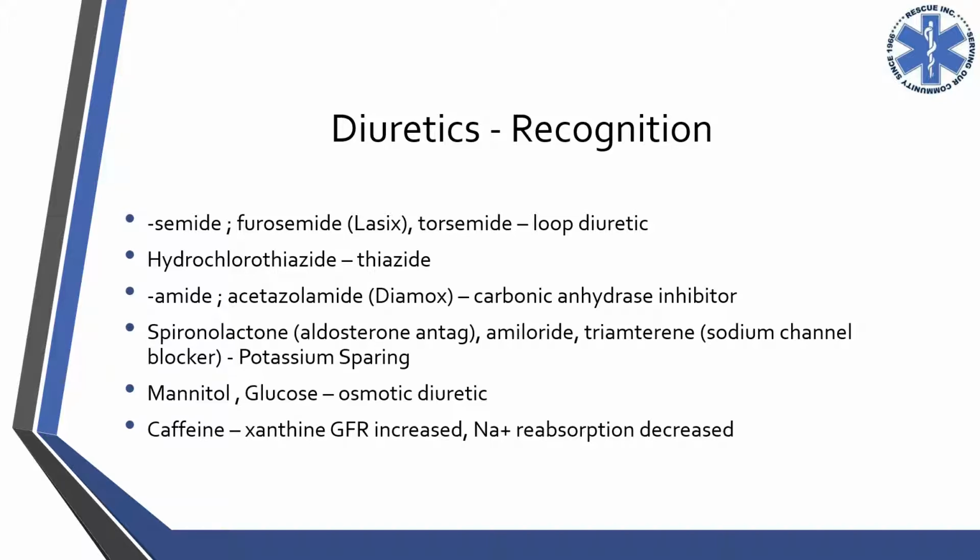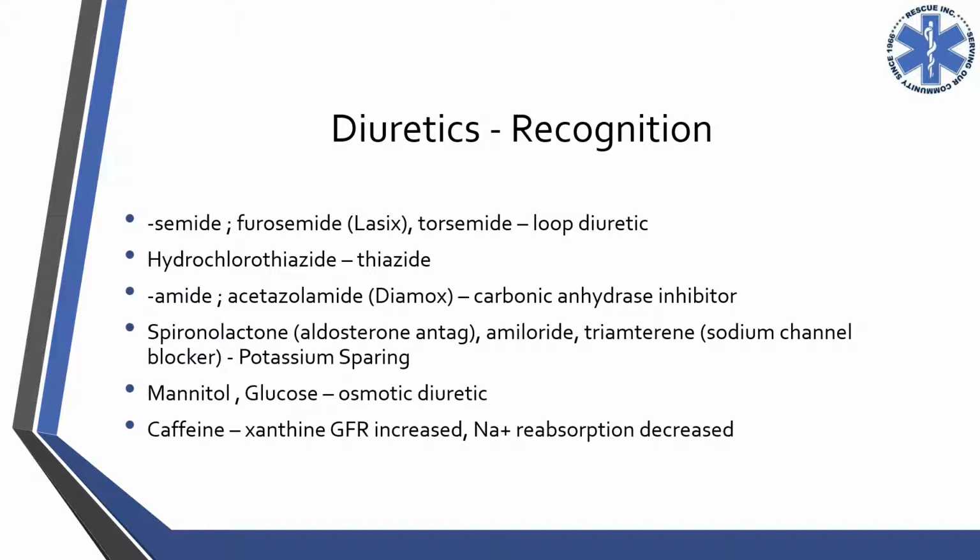Hydrochlorothiazide, also abbreviated HCTZ, is a thiazide diuretic. It's a potassium-sparing diuretic. That's to our benefit, or the patient's benefit, to retain that potassium. And then we have "-amide", so acetazolamide, which is Diamox. That's a carbonic anhydrase inhibitor.